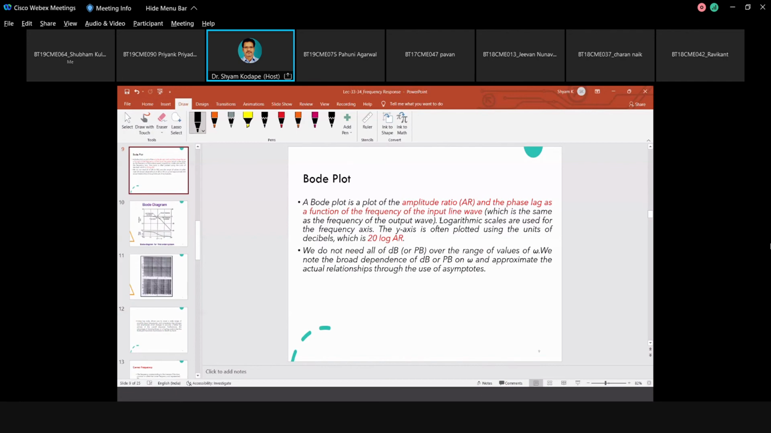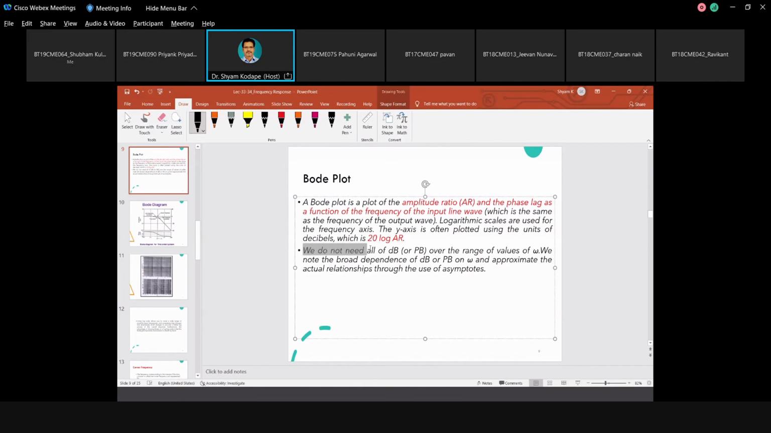Logarithmic scales are used for the frequency axis. The y-axis is often plotted using units of decibels, which is 20 log AR. In general, the range of frequency is so large that it is very difficult to plot on our regular graphs. So we use a logarithmic graph generally for plotting the Bode plot. There are more simplifications too, we will see. We use the logarithmic plot. But remember, students, you can use your normal graph also, by showing your units and just calibrating it like a logarithmic one.